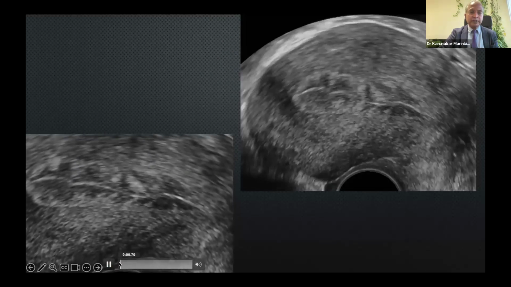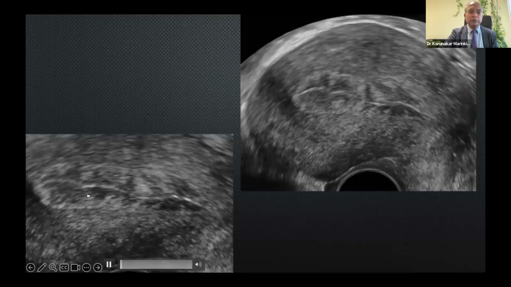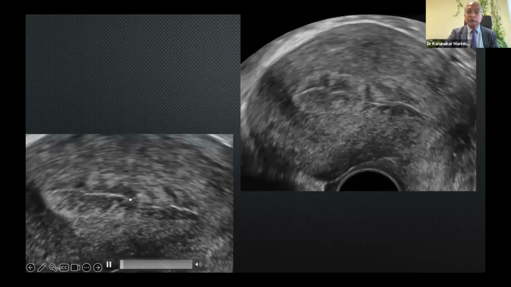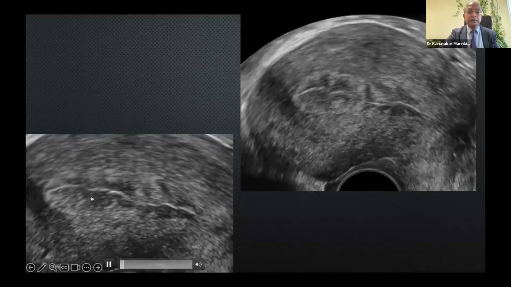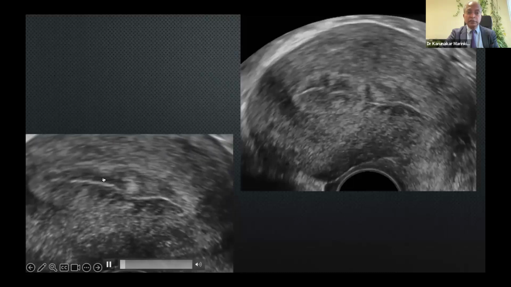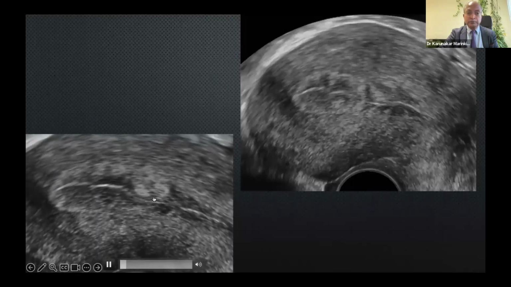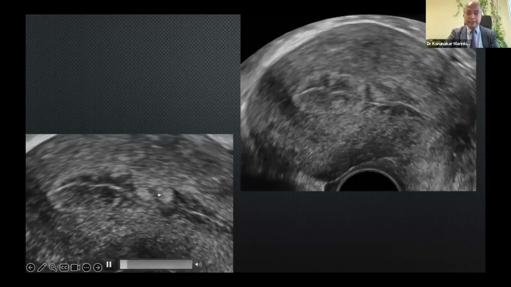So I'll just do fast forwarding. You will see the endometrium. It looks homogeneous, non-homogeneous, like a little worm swirling, like a whirlpool. You see there are 2 polyps here. No, that's rubbish, just an endometrial contraction.